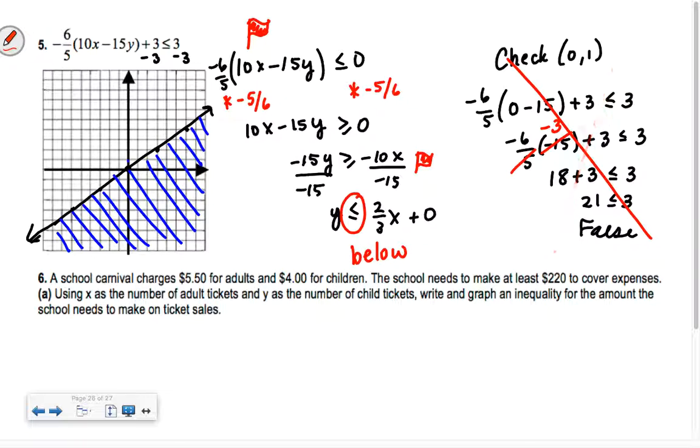The only thing that's tricky is you have to make sure that you remember to flip the sign, you know, like when you divide or multiply by a negative, don't forget to flip the sign, okay? Because then that will mess it all up if you don't.